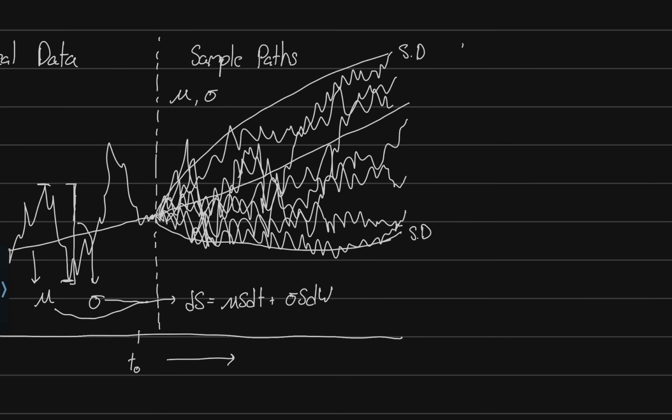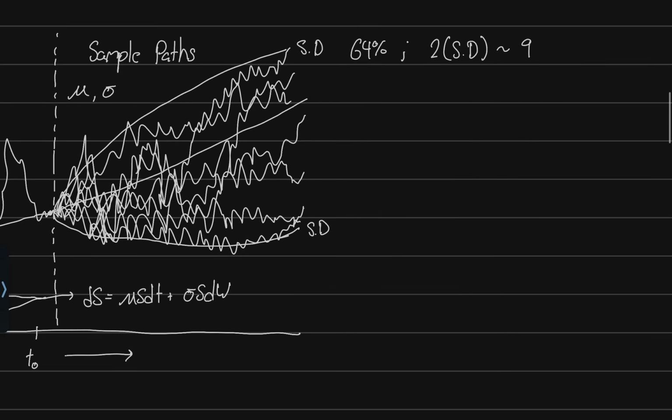Which is going to be our 68%. We can also calculate our two standard deviations, which I believe is about 95% accuracy. So stocks are 95% going to fall under that range, and so on and so forth. We can also calculate the expected value of our stock price.